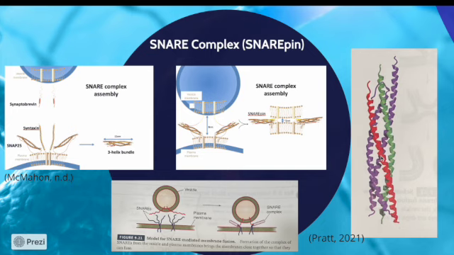And this is a closer look at what that alpha helix bundle looks like. It's going to be 4 alpha helices, and it's not symmetrical, it's asymmetrical, and it holds the two membranes really close together. And here's another visualization of that, where they recognize each other, and then they clamp down and pull each other really close together.